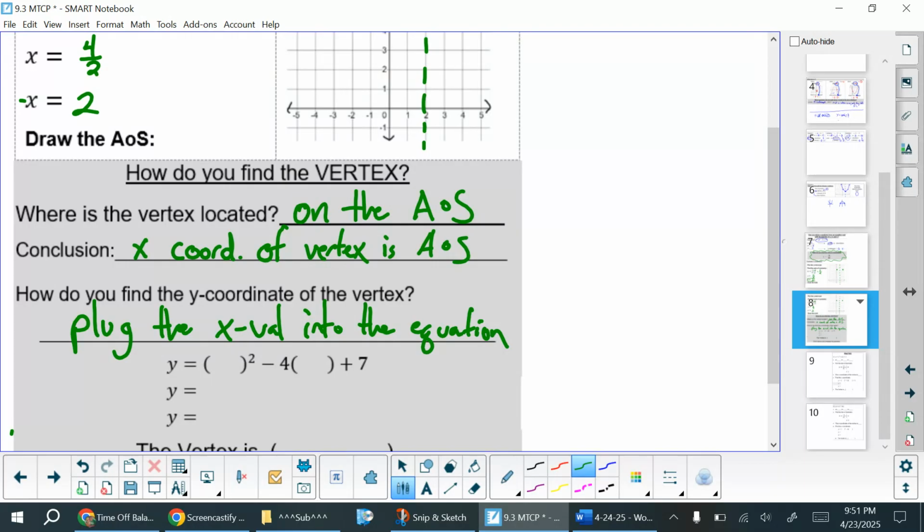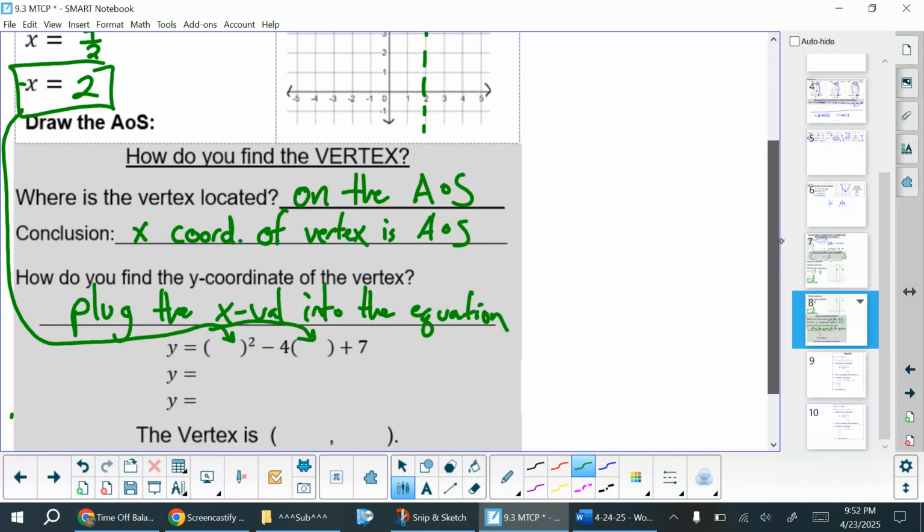That's how you find a y value of anything at all. If you know the x value, you plug it into the equation, you simplify it, and that gives you the y value you want. We now have the way to find that x value. Since we know the axis of symmetry is x equals 2, that x value gets plugged in where the x's go in your equation.